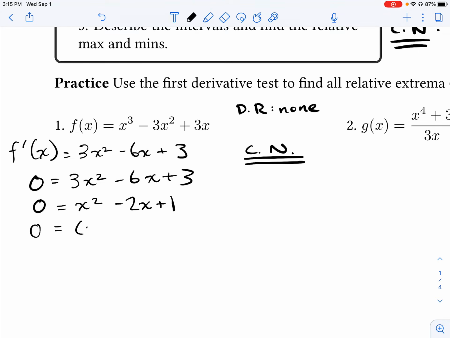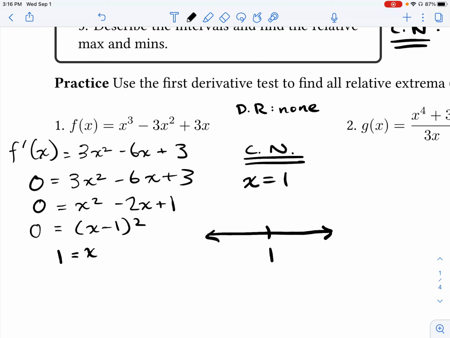And this should be pretty easily factorable. So we see here that x is equal to 1. Therefore, one of our critical numbers here is x equals 1. Now let's check: is there any x value that would cause this first derivative to be undefined? And the answer is no. So the only critical number that we've been able to find is x equals 1. So we just need to test two intervals here. We're going to plug in a number that's less than 1, plug in a number that's greater than 1, see their signs, and check to see if there's a change in behavior.